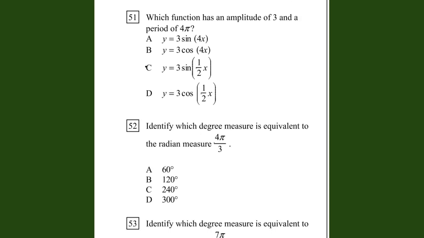Let's get into the trig right now. So last section, just a few questions here. Which function has an amplitude of 3? So amplitude is all right here. So all of these have an amplitude of 3. And a period of 4 pi.